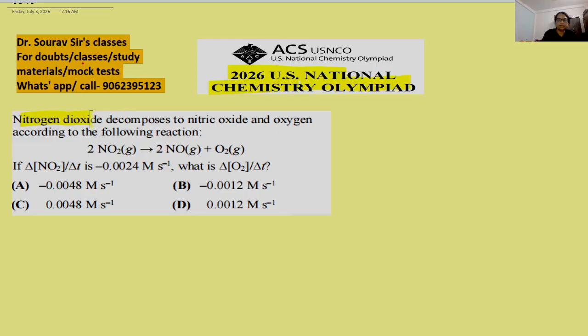Nitrogen dioxide decomposes to nitric oxide and oxygen. In this question, a decomposition reaction is going on. According to the following reaction, 2NO2 in the gaseous condition decomposes into nitric oxide as well as oxygen. All these are in the gaseous condition. Now, the ratio of change in the concentration divided by change in the time is given as minus 0.0024 molar per second.